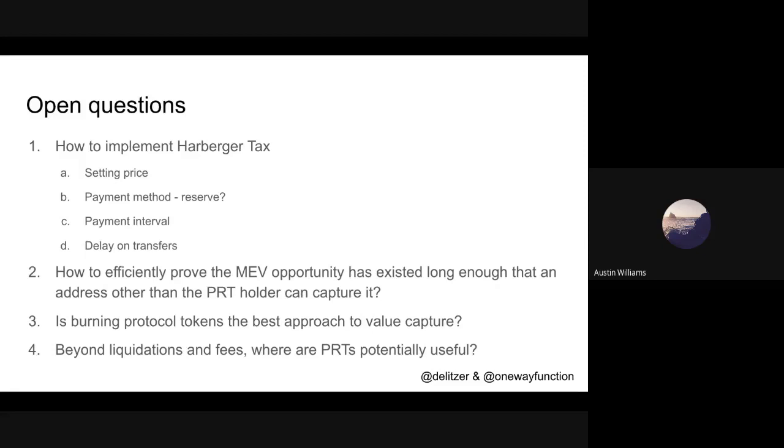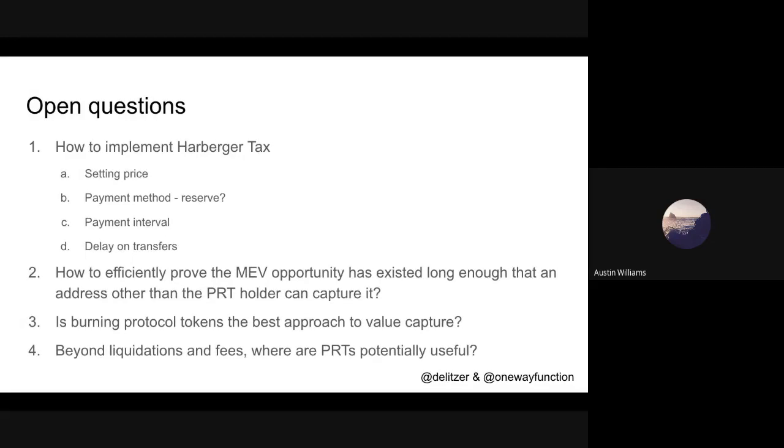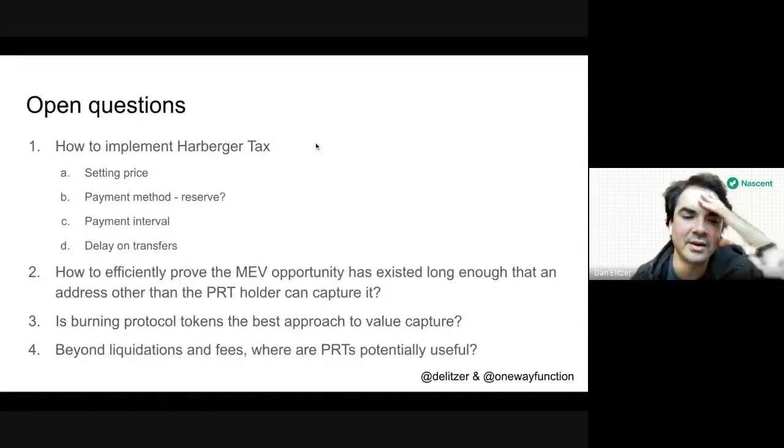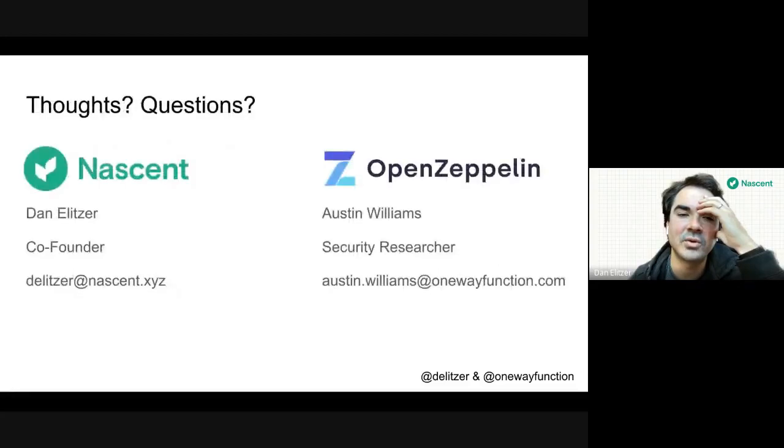So it's not something you can easily or obviously tack on to every possible MEV situation, but there seemed to be a small subset of them where this might be strictly better than what we have now with backrunning and flooding. And then, I'm not sure if burning PRT tokens is the best approach to value capture. It seems like a relatively straightforward one, but there certainly are other ways to do it. And then really just, where is this potentially useful? So that was kind of our thoughts here.